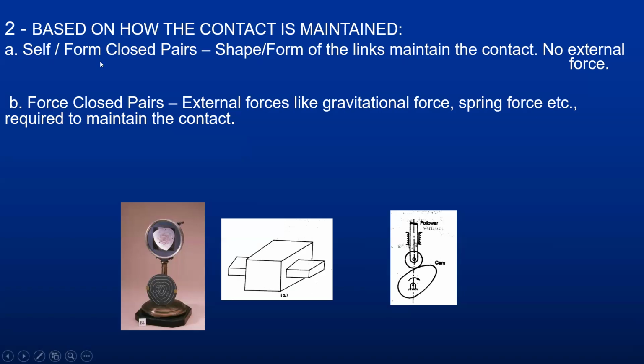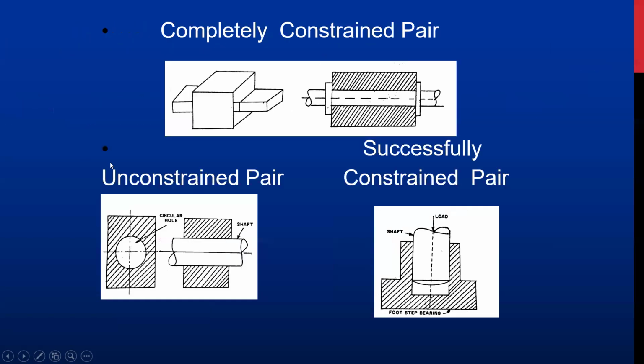The first one, the self-closed or form-closed pairs, doesn't need any external force to keep the pairs in contact. But the other one needs an external force to keep them in contact, and this can be the gravitational force, or it could be springs that are putting them into contact. These are some examples to illustrate this, but as I recommend, there's more information in the book that I shared.